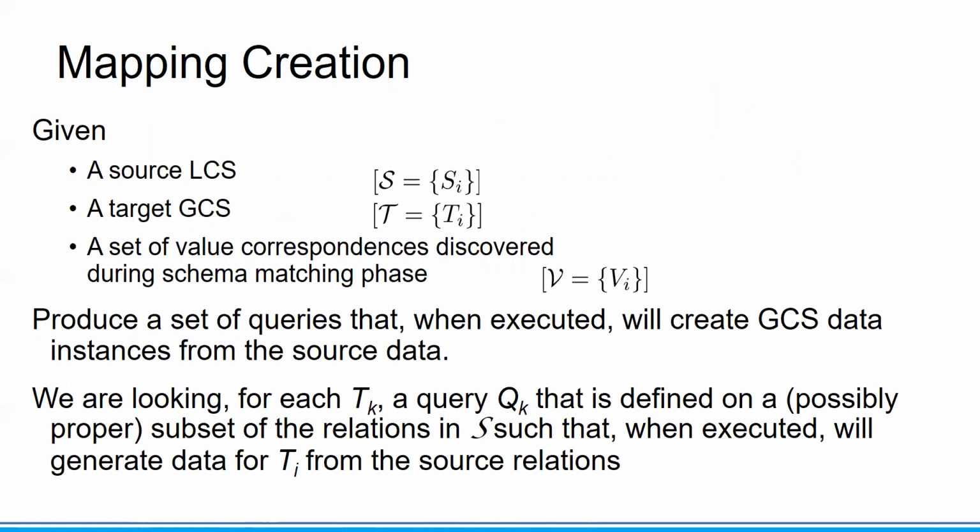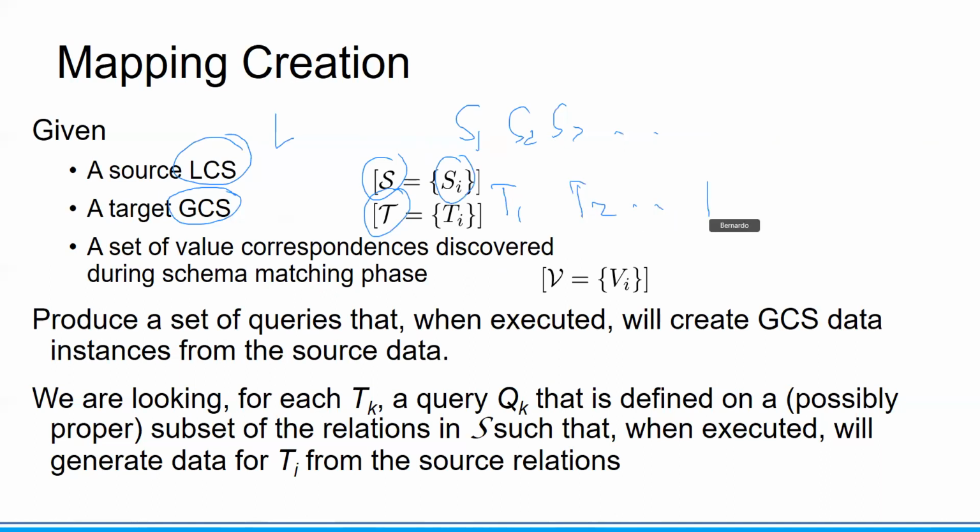So when we create the mapping, we have the source. We call this LCS, the local conceptual schema, and the target is the global conceptual schema. Let's say this is the source, S_i. So we have schema 1, schema 2, schema 3, and so on. And we have the target. The target schema has target 1, target 2, and so on.